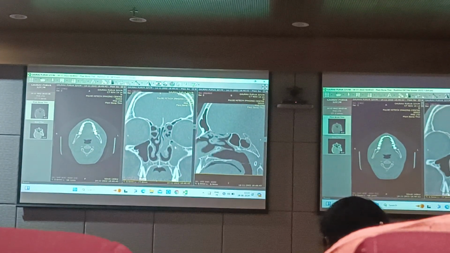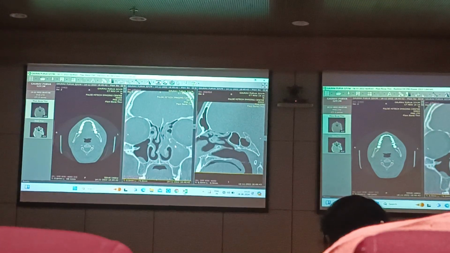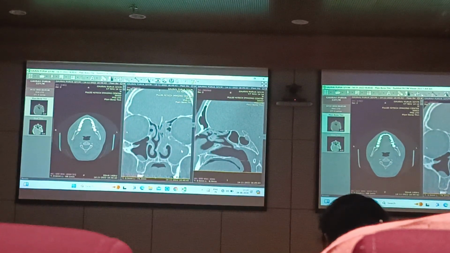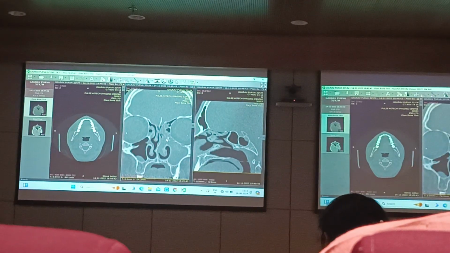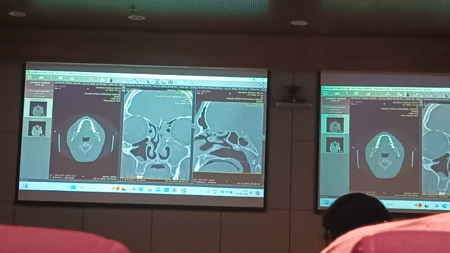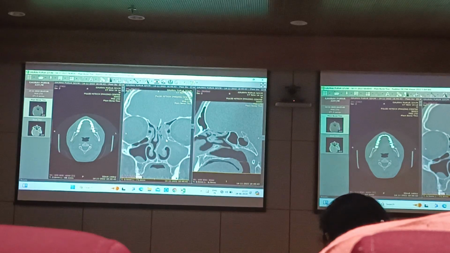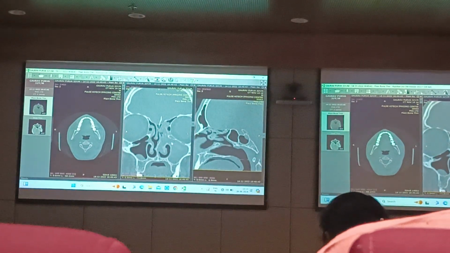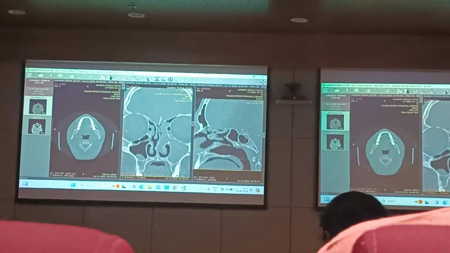Okay. What do you find in this sinus here? What's happening to this sinus? Widening of the ostium. Plus there's a cell also. Haller cell. Good. You're reading well. So it's very good.